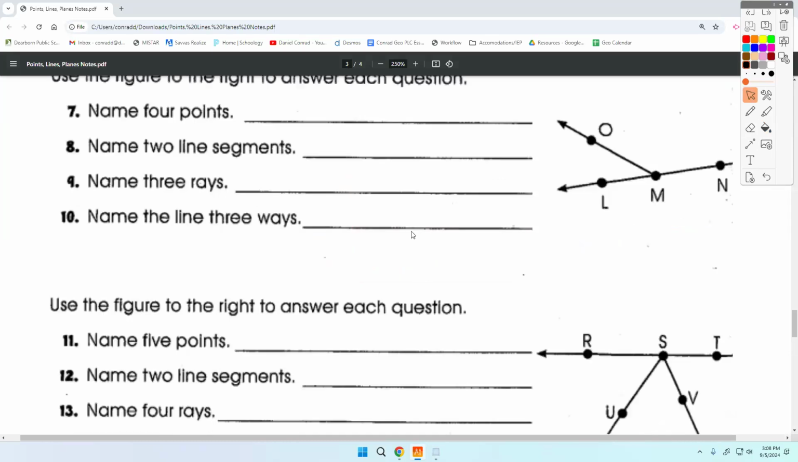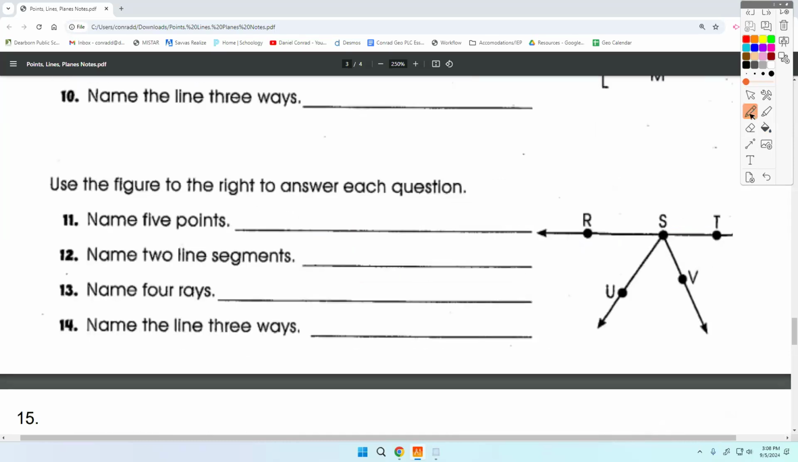All right, next one's the same questions, just a little bit of a different diagram. So the points we have here are R, S, T, U, and V. Line segments, you could have segment RS, you could have ST, you could have RT, you could have SU, you could have SV. And again, you could name them all the other way too. SR is the same as RS. Segment RS is the same as segment SR. Segment ST is the same as segment TS, and so on.